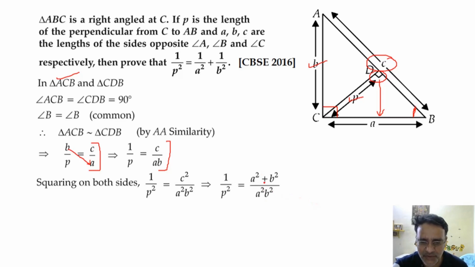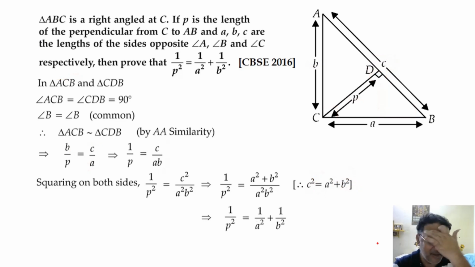Right, now split this. If you split, you will get a square upon a square b square plus b square upon a square b square. So here one a square will be cancelled and here one b square will be cancelled. Okay, so what we are going to get? This one. This is what we had to prove. Any doubt? No, sir.